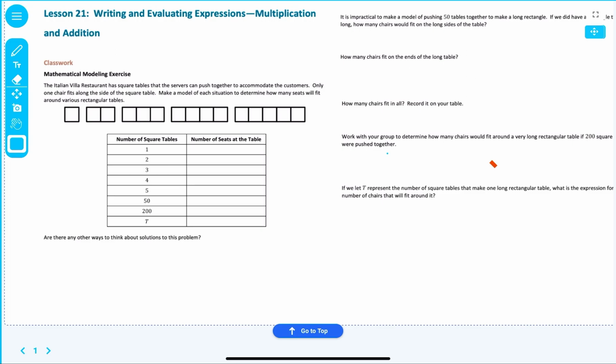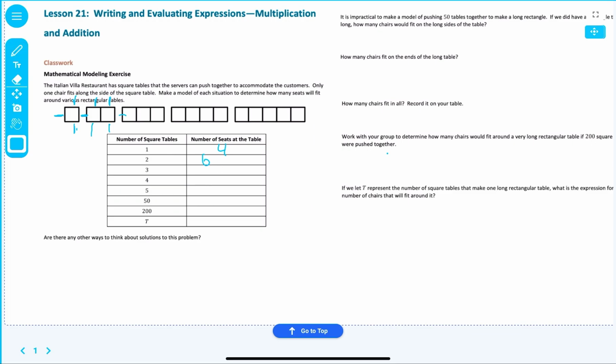So that means a chair would go here, here, here, and here. So for one table, we would have 4 seats. Now for 2 tables, when they're pushed together, we would have the one here, here, here, here, and here. So that is 6 total. So for 2 tables, that is 6 chairs.